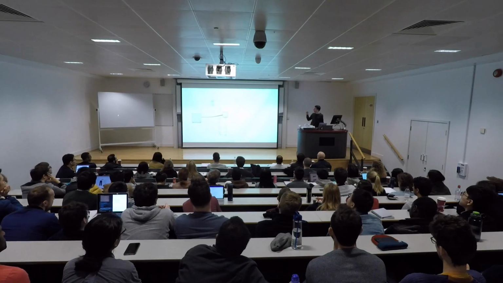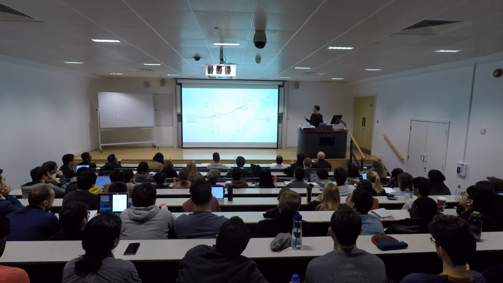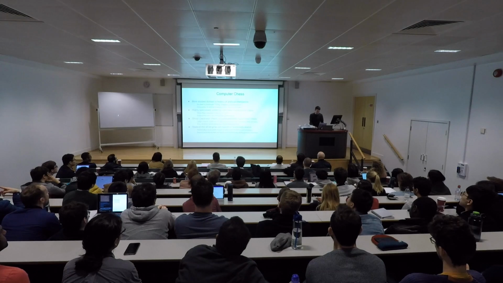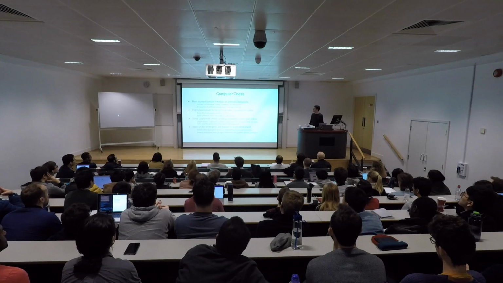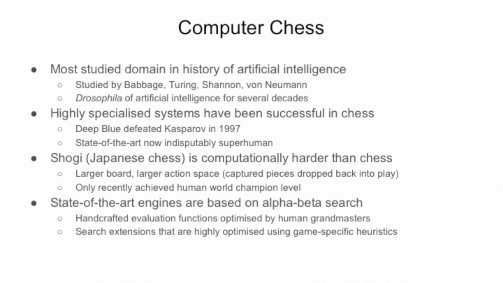So chess has a smaller branching factor than Go, but it's nevertheless interesting for other reasons, because it is arguably the most studied domain in the history of AI, and we have these highly specialized systems, such as Deep Blue, and the state-of-the-art programs now are programs like Stockfish, which are indisputably superhuman.